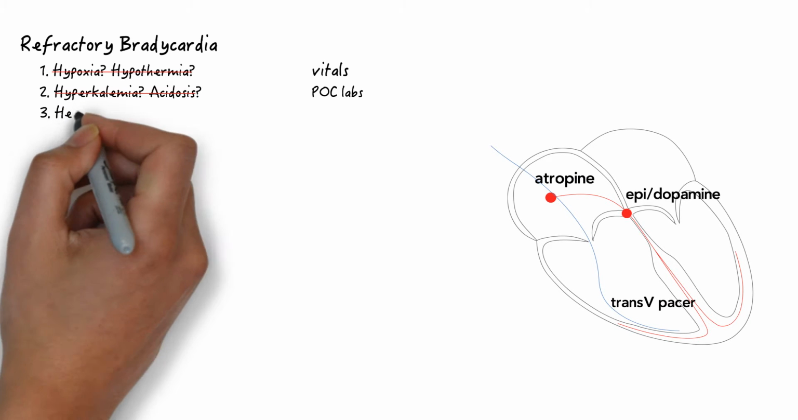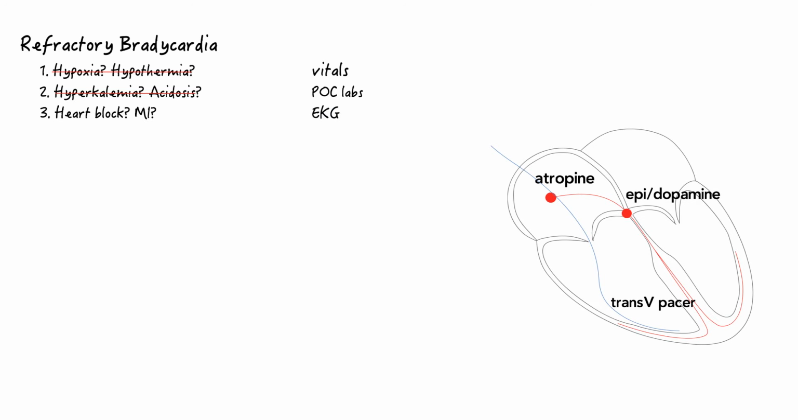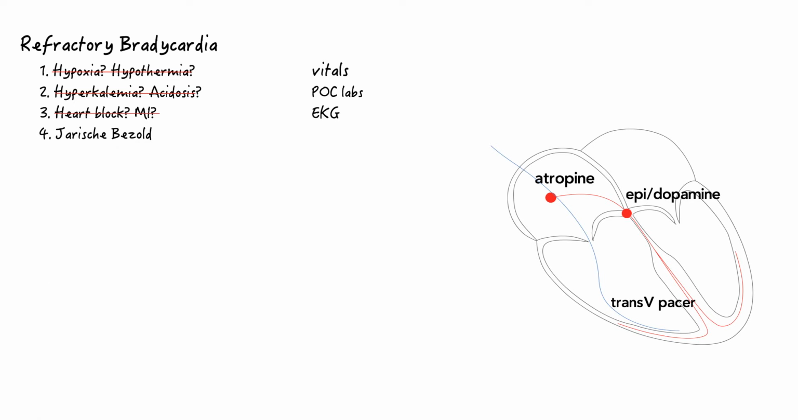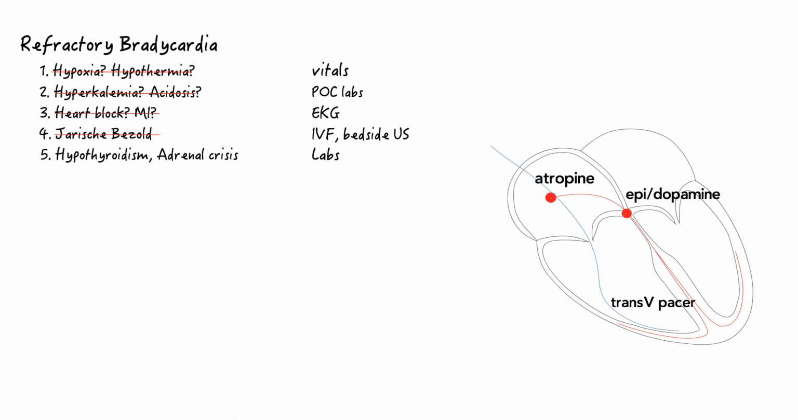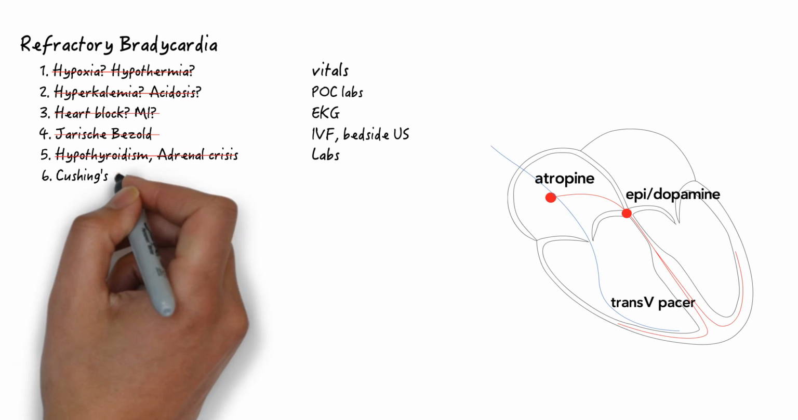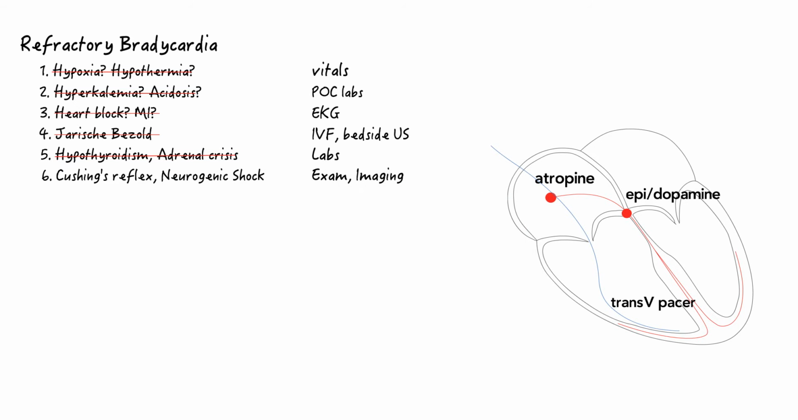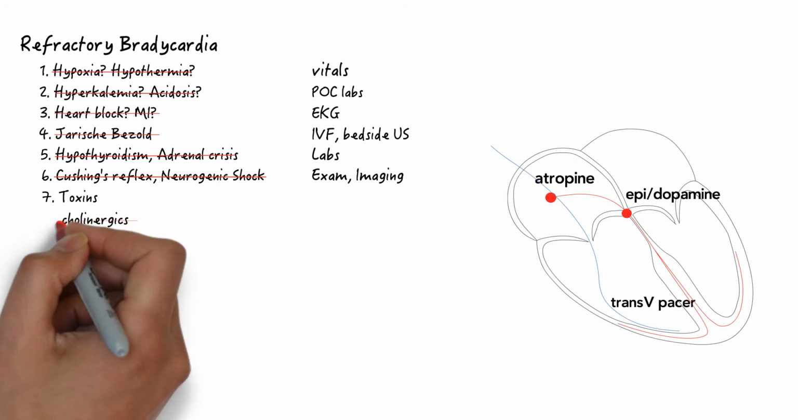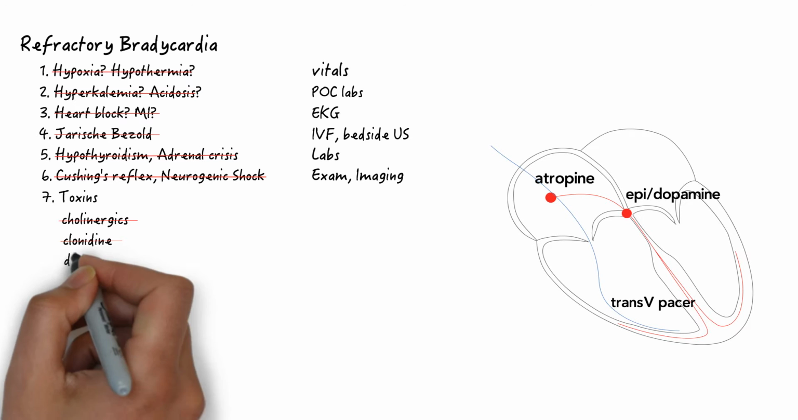You've obtained an EKG, which shows no obvious MI and no obvious heart block. If there is a high degree heart block below the AV node, this is a good time to strongly consider transvenous pacing and get set up for this. The Bezold-Jarisch reflex, hypothyroidism, adrenal crisis, Cushing's reflex, neurogenic shock, they will all respond to epinephrine. Of the toxins, cholinergic toxicity and clonidine overdose will both respond to atropine or epinephrine.